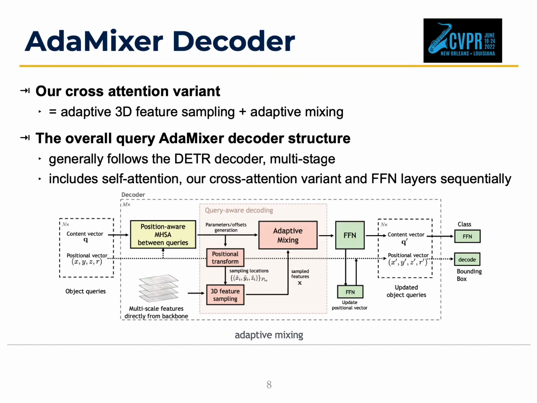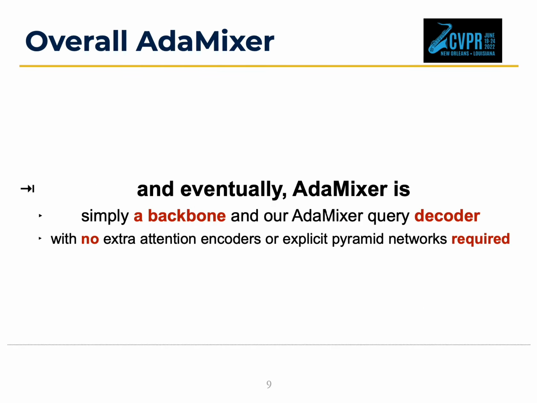The query decoder in AdaMixer generally follows the multi-stage DETR decoder, including the self-attention, the cross-attention variant and FFN layers sequentially, where the cross-attention variant is just adaptive 3D feature sampling plus adaptive mixing. Eventually, the overall AdaMixer detector consists of just a backbone and the query decoder introduced before, with no attentional encoders or explicit FPNs required.